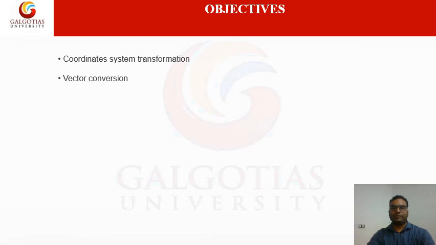So here we are going to learn coordinate system transformation: how to transform from rectangular to cylindrical, then rectangular to spherical, spherical to rectangular, and cylindrical to rectangular coordinate systems. And the vector conversions also, like if we have a vector in the direction of x, how to convert it in the direction of rho, then in the direction of y, how to convert it in the direction of phi. Likewise, we are discussing this in our course.